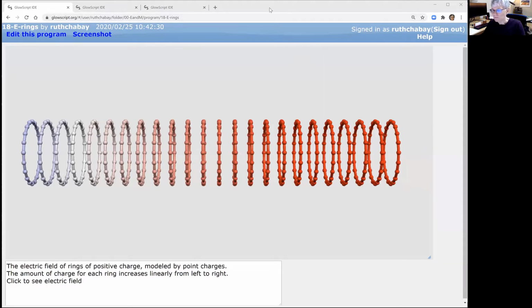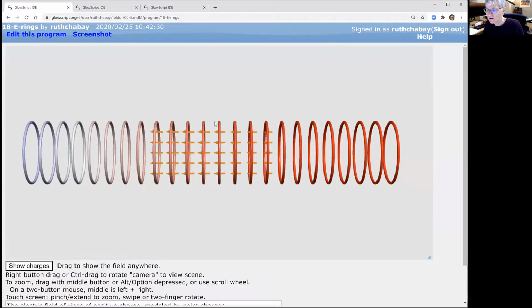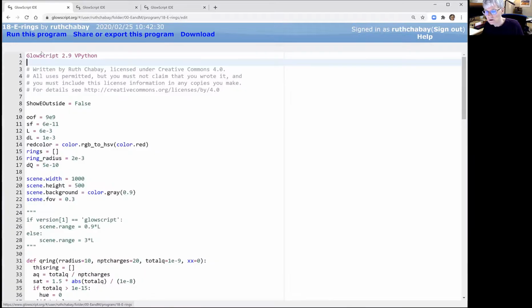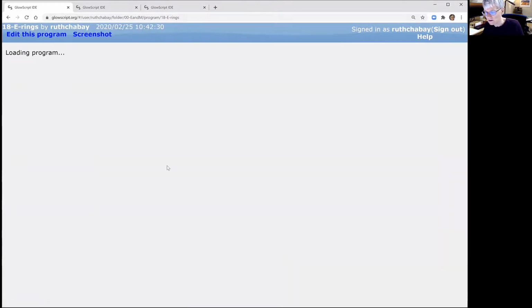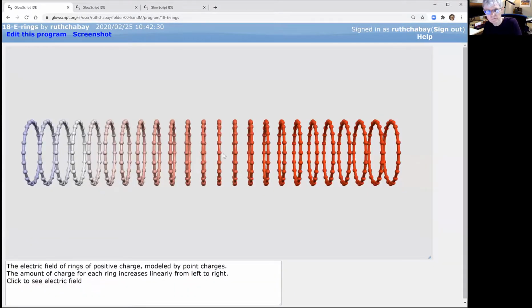Okay, so here's a program in which we have a whole bunch of rings of charge, like the charge coating the surface of a wire in a circuit. And the little bumps are the point charges. So in order to calculate the field, we want to calculate the field of a ring, not just on the midline, but everywhere inside this cylinder, the wire.